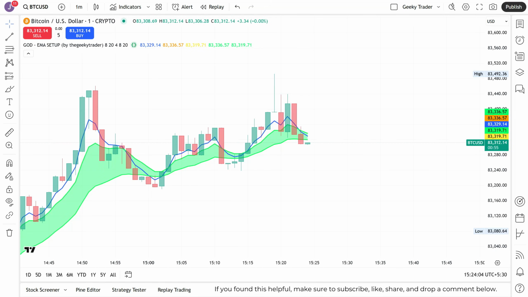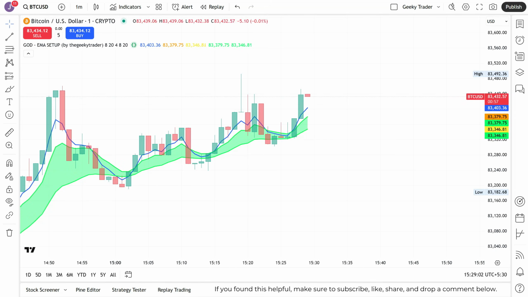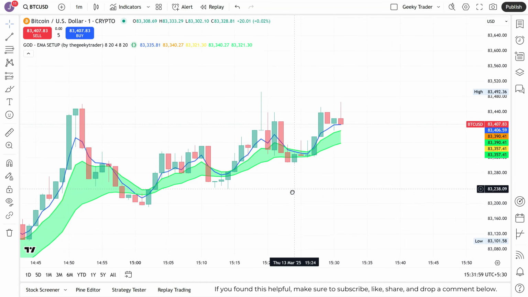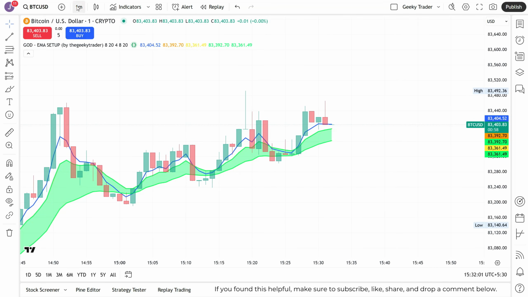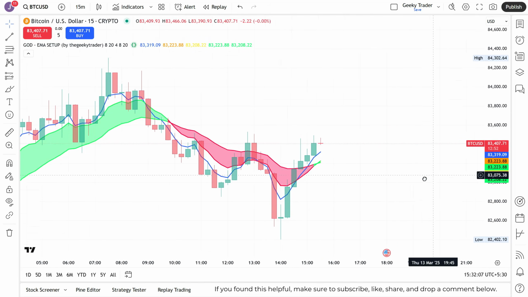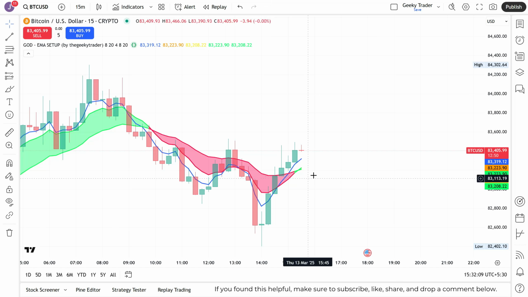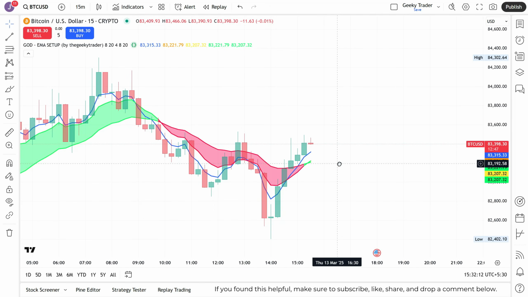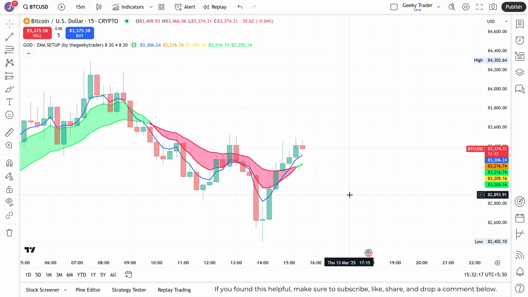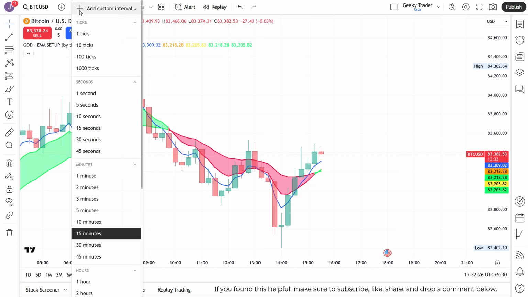Now let's take a look at the chart across different time frames so you can understand the bigger picture more clearly. Analyzing multiple time frames helps us confirm trends and make more informed trading decisions. First, let's check the 15-minute time frame. Here, we can see that a green ribbon has formed, signaling a bullish trend. This means we have a good opportunity to enter a buy trade right at this point and ride the upward move.